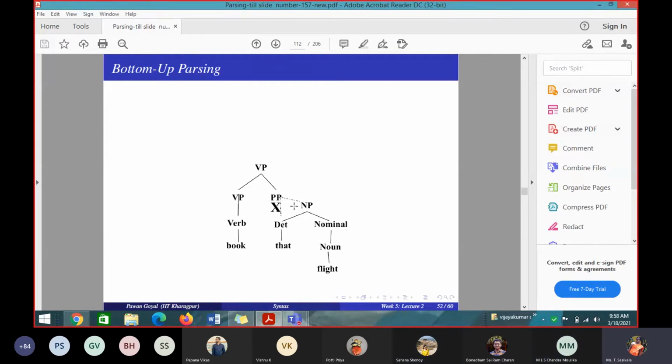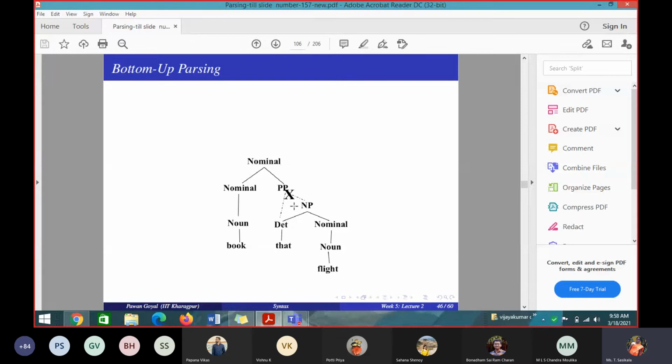PP gives NP is there. No, PP gives preposition NP is there. PP gives preposition NP, but preposition is not here. Only NP I have here on the other side. So that also is not possible. So that part I think I can't do. Next, S gives VP. So this is also not possible. Only this is the basic thing I have.